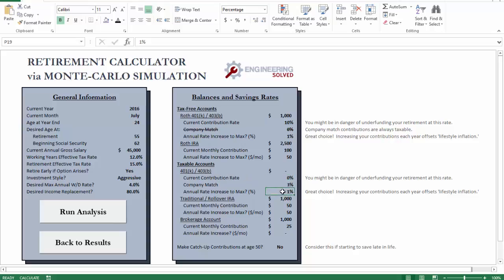So you don't want to increase your taxable 401k amount. You want to increase your Roth 401k amount. But the company match is still going to be taxable all the time, every time.